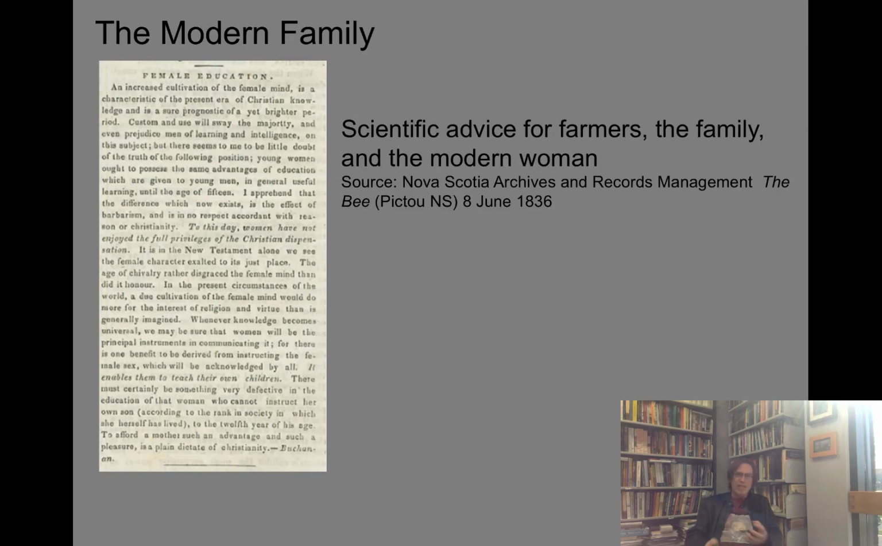The family itself becomes a kind of locus for discussion as well. And you see tons of advice columns emerging in newspapers at the time. This is just one I've pulled out. This is from the 1830s. And it's giving advice to men and women on how to think about marriage, how to think about property, how to think about these considerations in their lives. And all kinds of scientific advice emerging, as I say here, for farmers, for family formation, for the modern woman. How can a woman conduct herself properly?